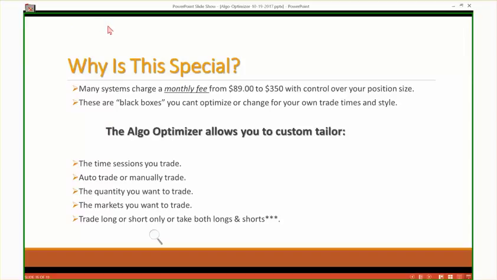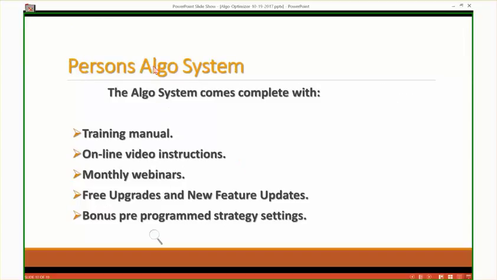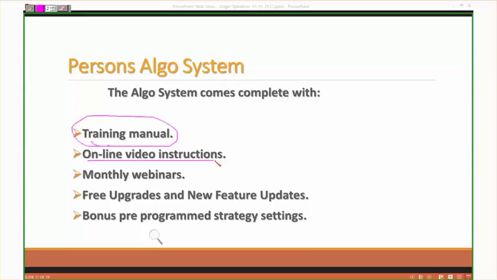This product is not just standalone. Not only do we have the training manual out, online video instructions, and monthly webinars, but also, and this is a cool thing, new feature updates and free upgrades. Well, one of the new feature upgrades, in fact, I haven't made this announcement.